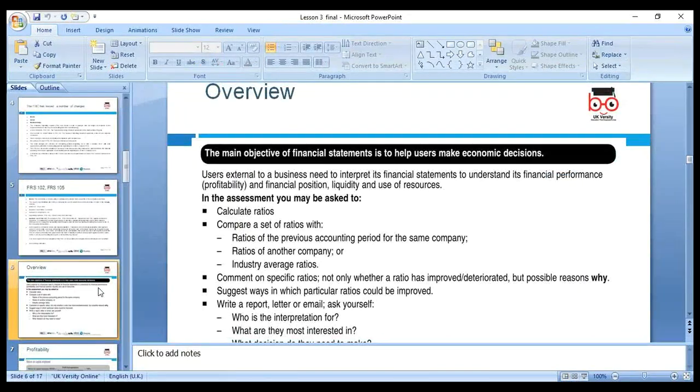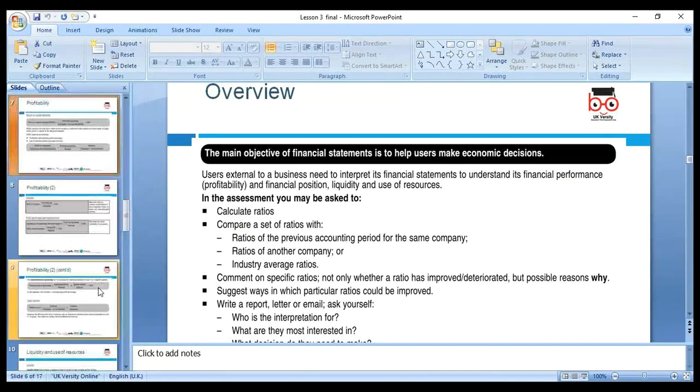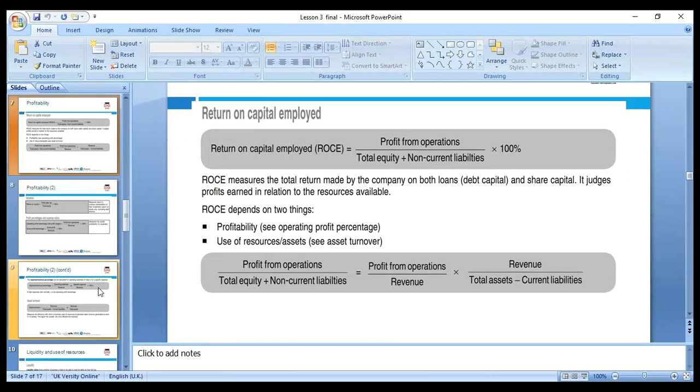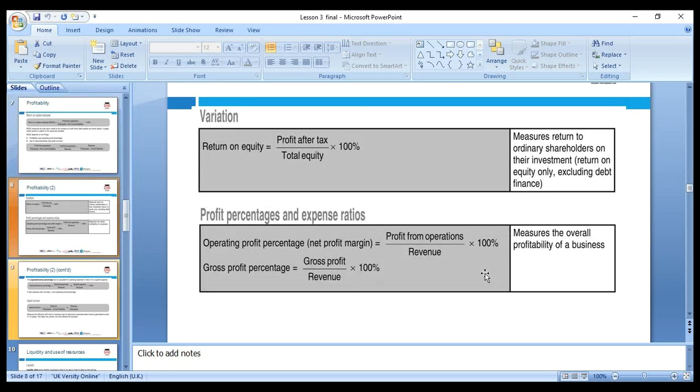Okay, so the ratios are very important, and as mentioned earlier, we can compare. All the formulas are given in the PowerPoint slides as well, and these ratios have been interpreted. Return on capital employed compares the total return made by the company on both loans and share capital. It's just the profit earned in relation to the resources available. Then we can calculate the profit margins and various other ratios as well.